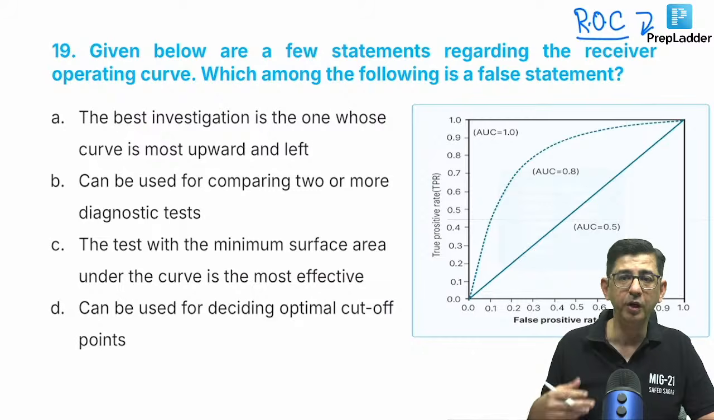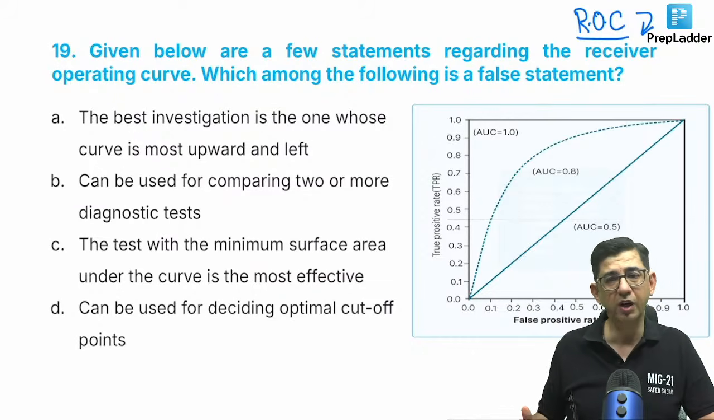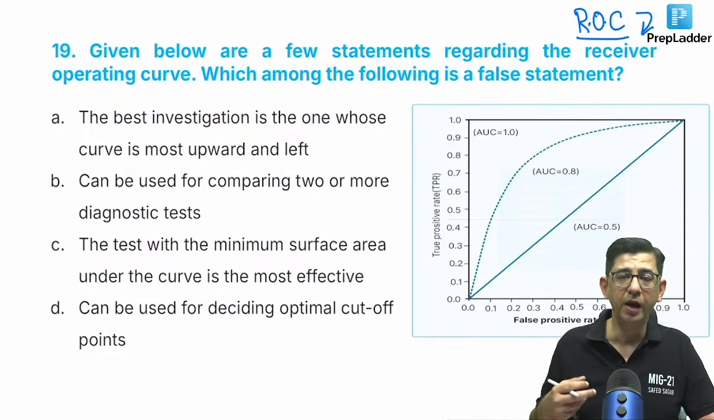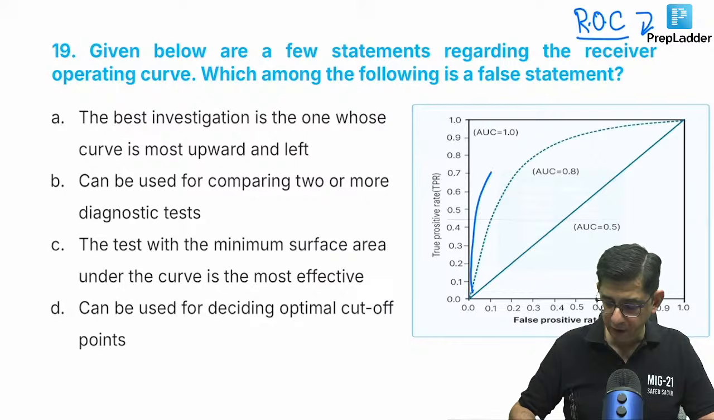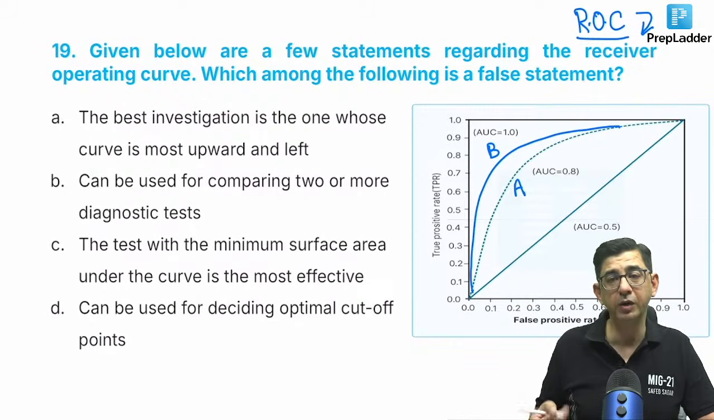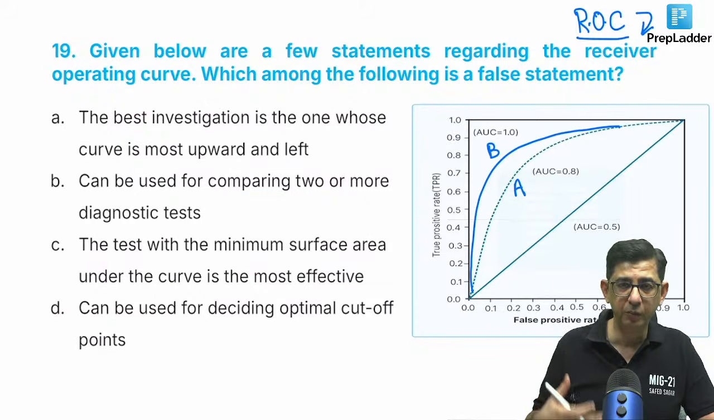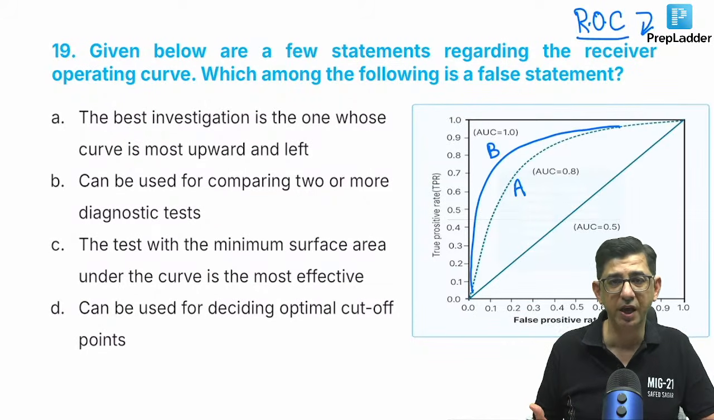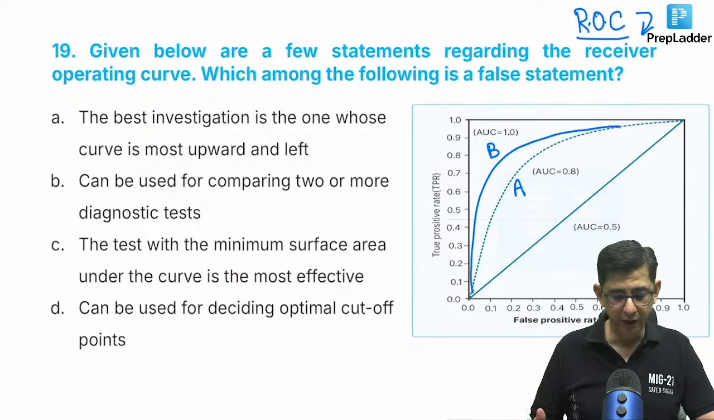So we compare two investigations on the basis of the ROC curve, depending on the higher area under the curve. When we compare the two investigations, there's a possibility that for investigation A the area under the curve may be lesser as compared to the second one. The one which will have more surface area below it is the investigation of choice, and the one with the lesser area will become relatively a screening test.